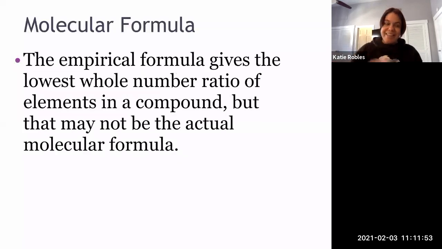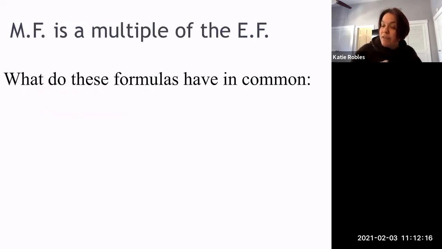Okay, so let's go back here. There's one more step. At the beginning, I told you there were empirical formulas, and those are the lowest whole number ratio, but then I admitted to the dreaded molecular formula. So C6H12O6 is a molecular formula. If the empirical formula gives the lowest whole number ratio, that might not actually be the molecular formula.